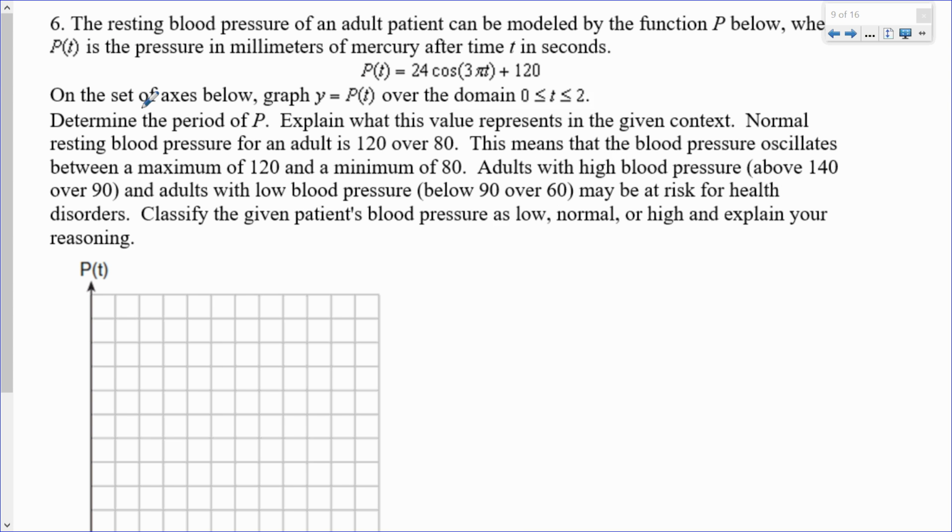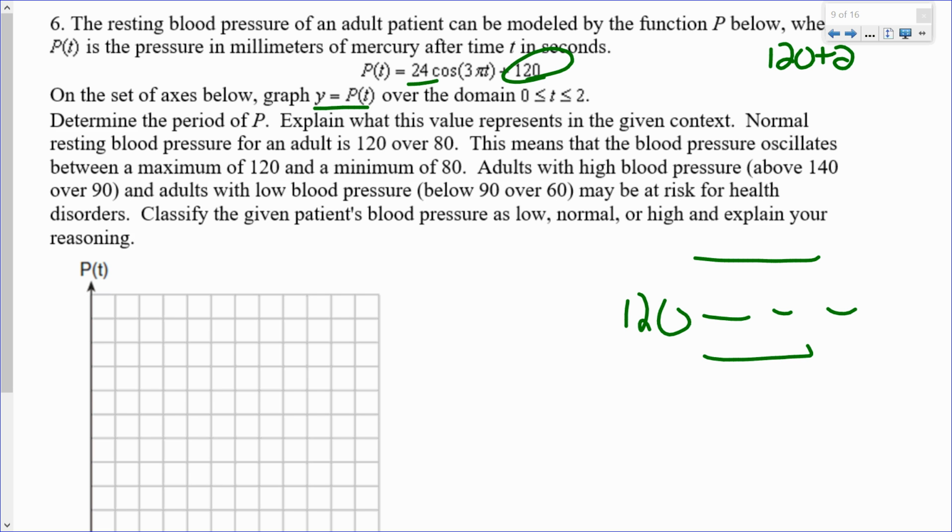All right. The resting blood pressure, and so on. It says to graph it. So, little picture is helpful. Let's get my little picture. My midline is 120. My amp is 24. So I'm doing 120 plus 24 and 120 minus 24.